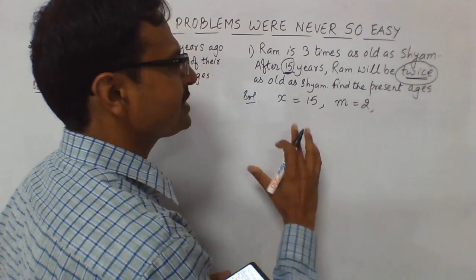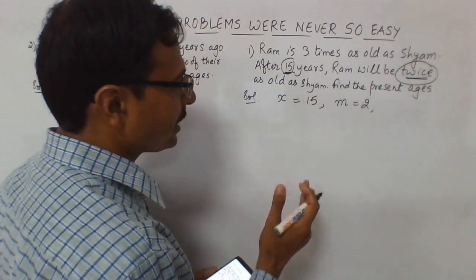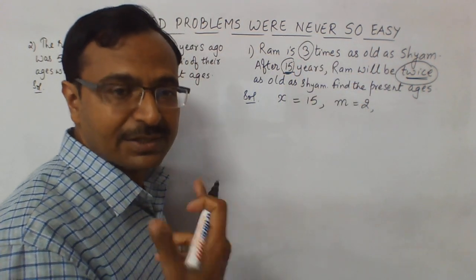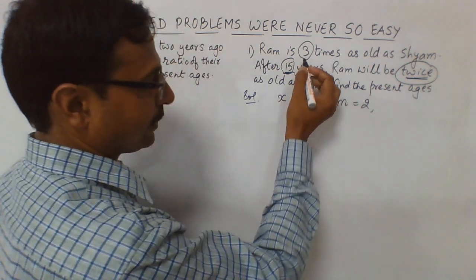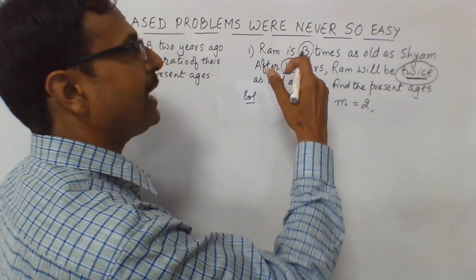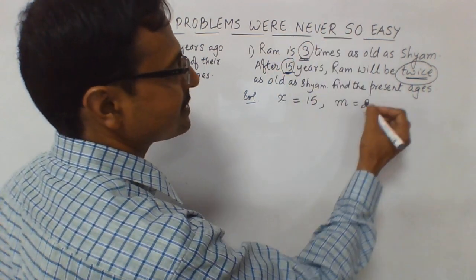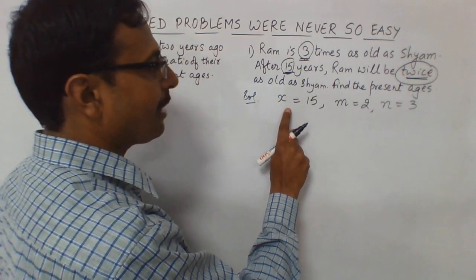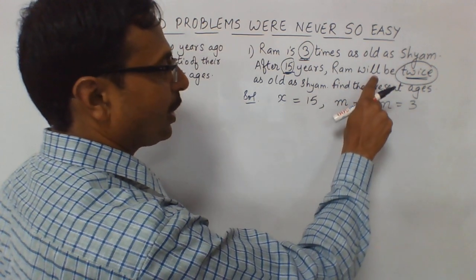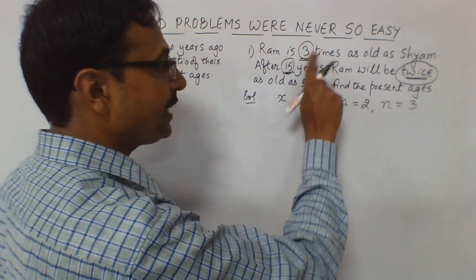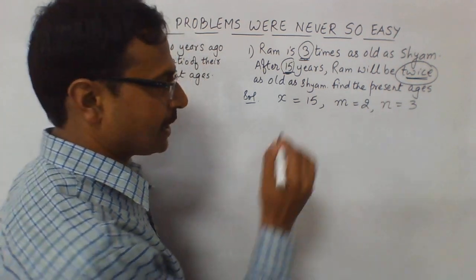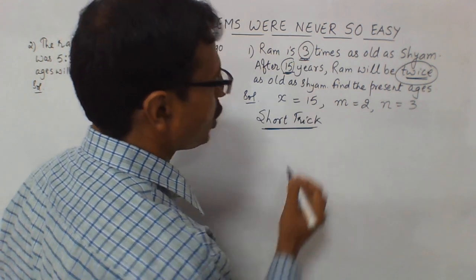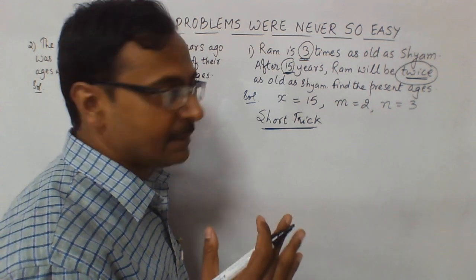So I'm just seeing what all quantities are given in the question. And what else is given? Ram is 3 times as old. So the present condition is 3 times. Whatever is that value of the age being times, I'll call this n, since I have already used m. So for the second condition, after how many years, I have considered x, how many times, m, and for the present condition, how many times, n. These are the three variables which are actually given in the question, and now I need to write the short trick for finding this answer directly.